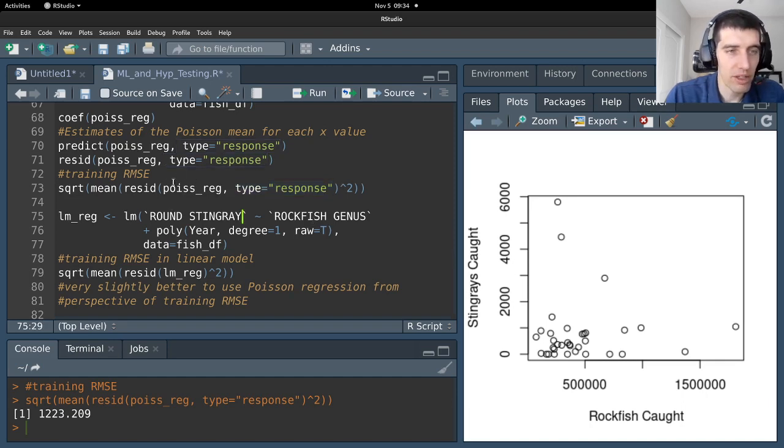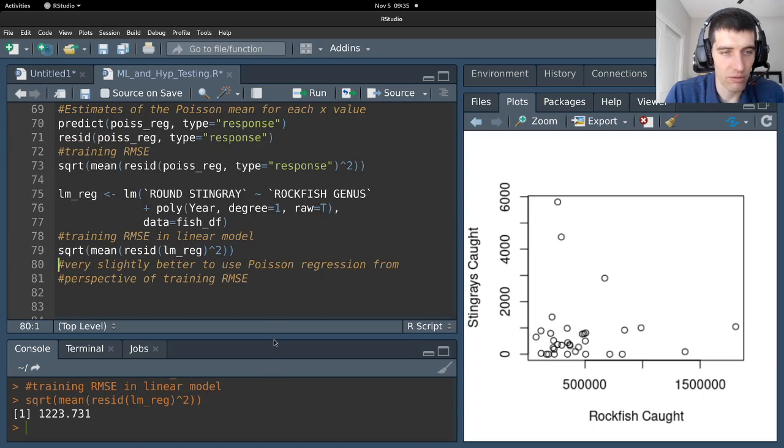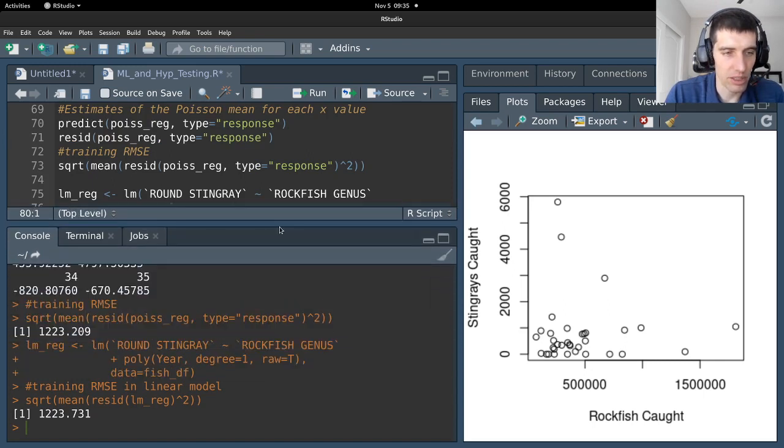I can compare this Poisson regression model to a straight linear model. In a linear model, we're not using this Poisson distribution. We're assuming that epsilon is normally distributed if we have this third assumption. So we're estimating using the least squares estimator instead of the maximum likelihood estimator as in a Poisson model. The mean squared error of that model is very, very similar. So this is the least squares estimator, and this is the Poisson regression model.